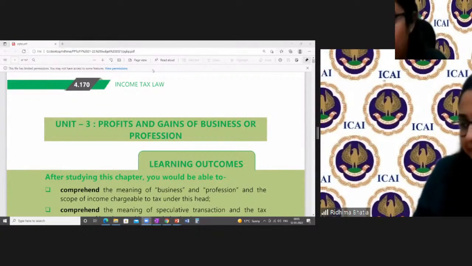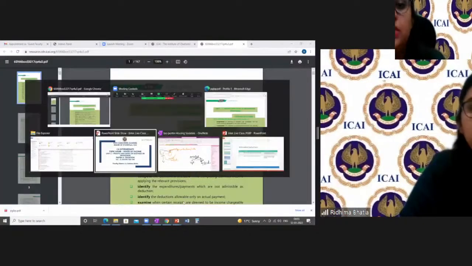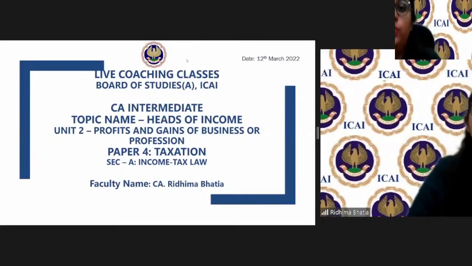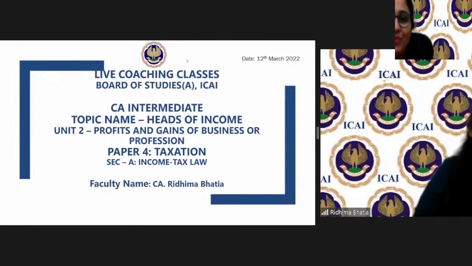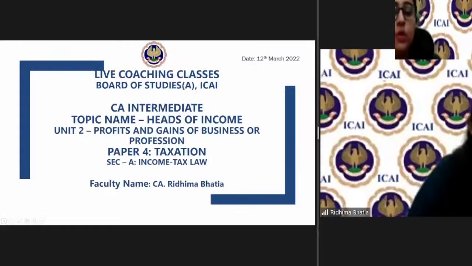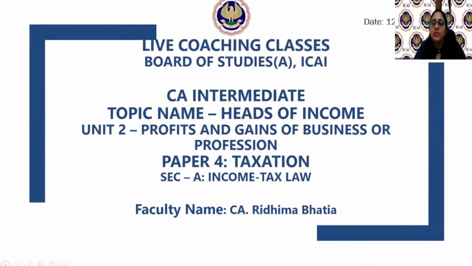Okay, so welcome again to the topic which begins now. I hope everyone is settled in with a fresh blackboard in mind. We'll be beginning with a new topic, profits and gains of business or profession. Please mark it here that it is a very important chapter. Why? Because this is a maximum scoreable chapter. If a big question of 14 to 16 marks comes in the exam, the maximum provisions would come from this chapter.